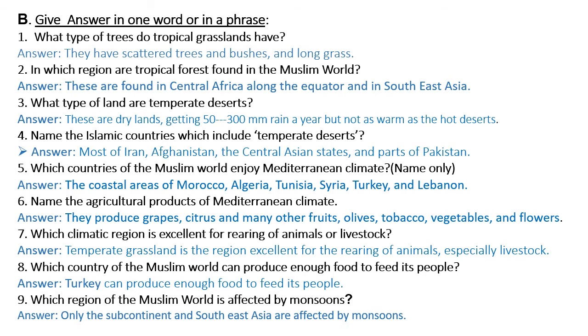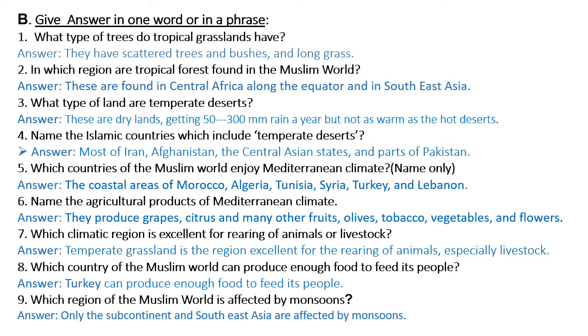Number 2. In which region are tropical forests found in the Muslim world? Answer. These are found in Central Africa along the equator and in Southeast Asia. Number 3. What type of land are temperate deserts? Answer. These are dry lands getting 50 to 300 millimeters of rain a year but not as warm as the hot deserts. Number 4. Name the Islamic countries which include temperate deserts. Answer. Most of Iran, Afghanistan, the Central Asian states and parts of Pakistan.